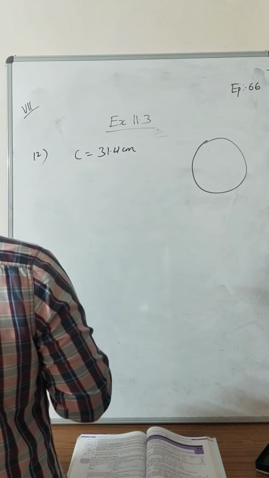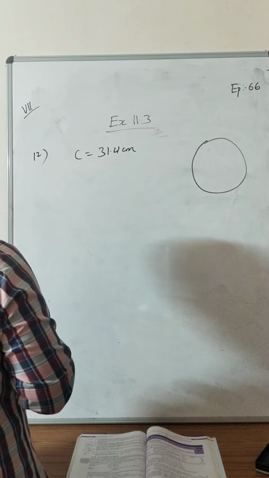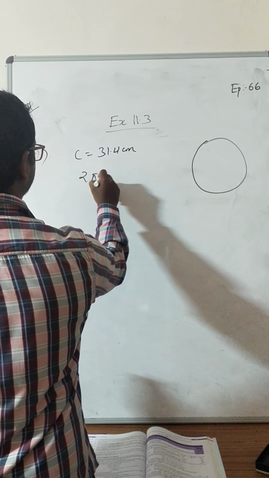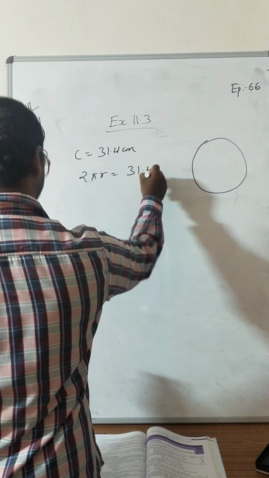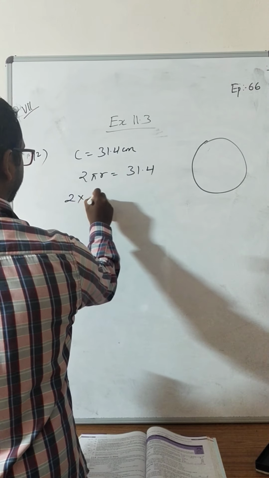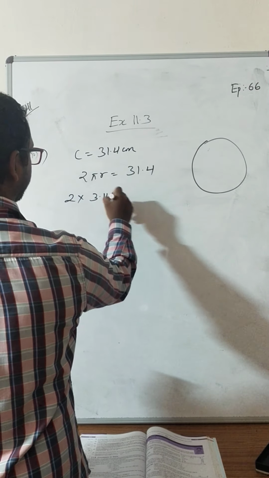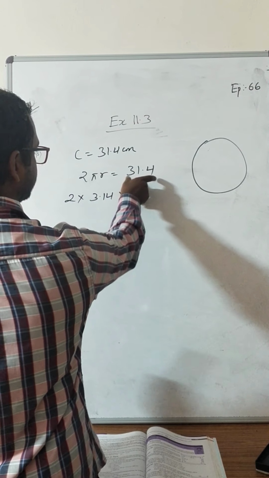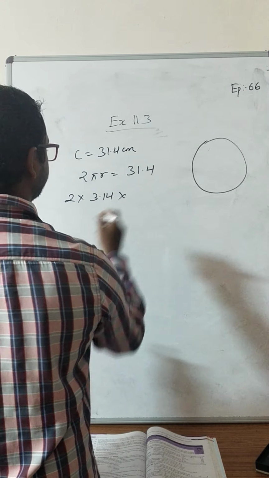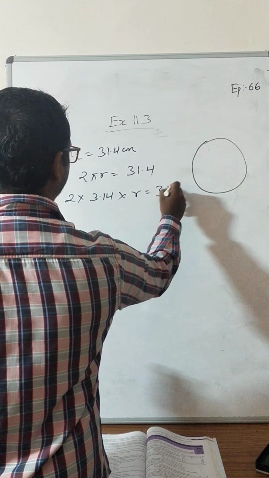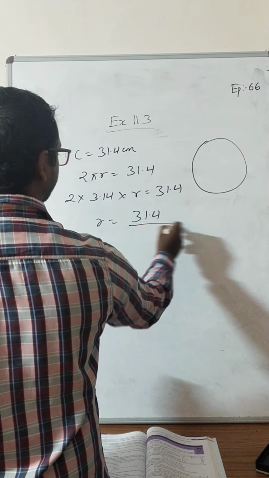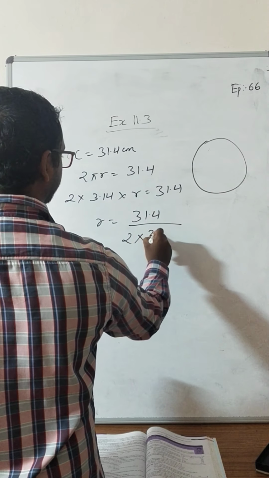Now with this we have to find the radius and the area of the circle. The circumference formula is 2 pi r is equal to 31.4. 2 into pi, we will take pi as 3.14, then it will be easier for cancellation. See, this is 31.4, this is 3.14. We can cancel them easily. From here, r is equal to 31.4 divided by 2 into 3.14.